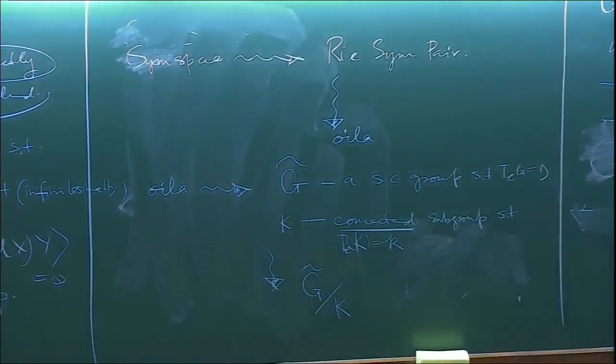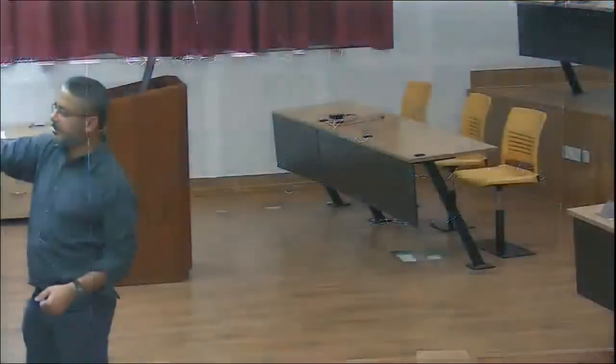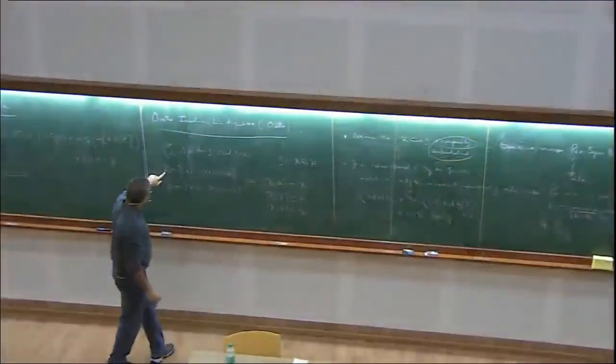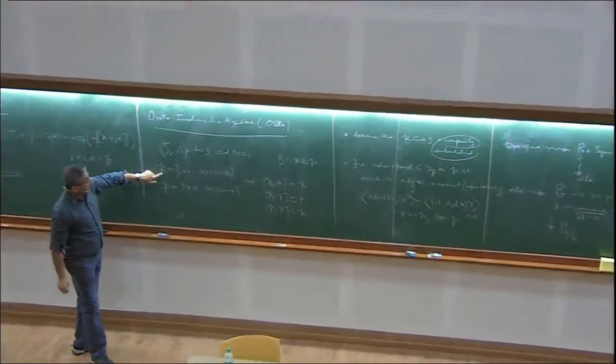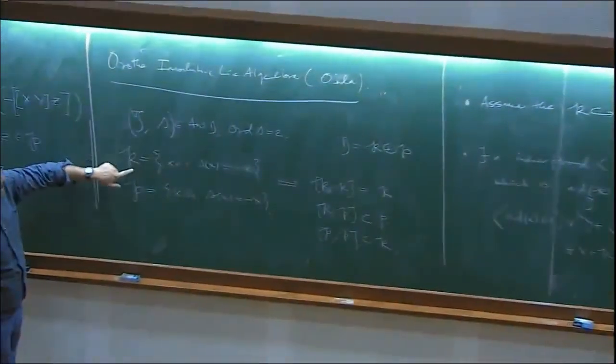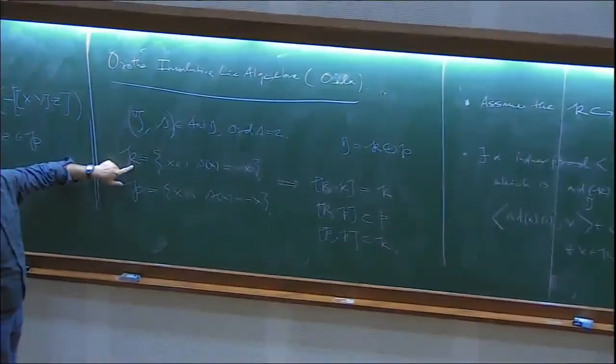So in the category of symmetric spaces, there is a version of an OILA being effective. Effective is the same as saying that the maximal ideal of g which is contained in K is 0.